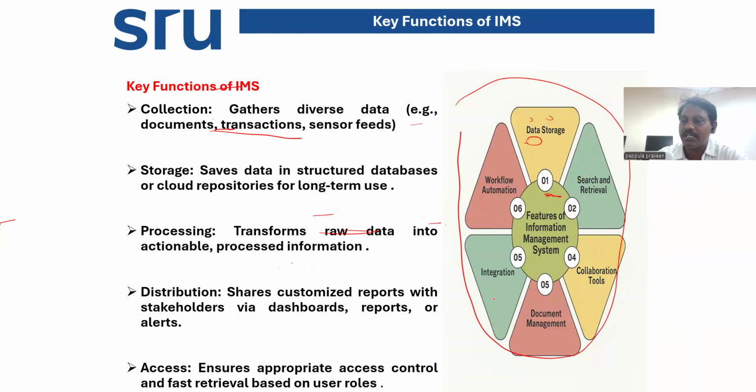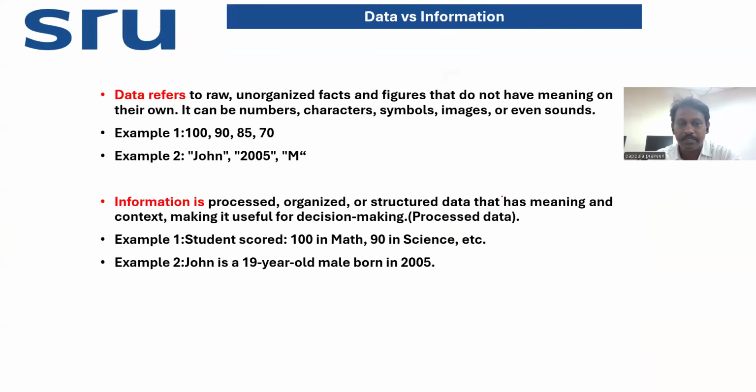The documents reside in the databases, and we have to integrate one document with another document or one model with another model. And next is workflow automation. These are all the key functions of the IMS. Simply remember: first you gather the data, then we store the data, process the data, and share the data, and you access the data efficiently. This is about the key functions of IMS.